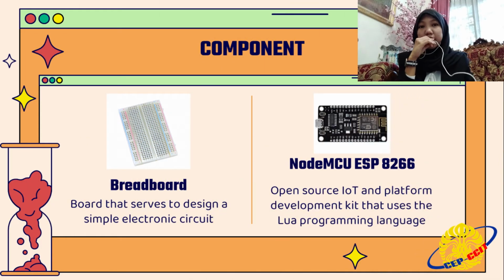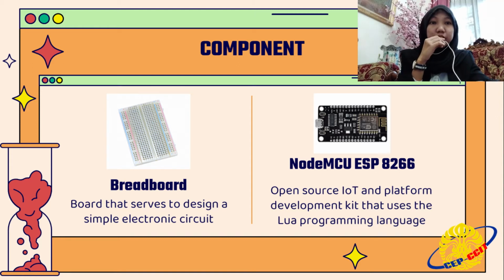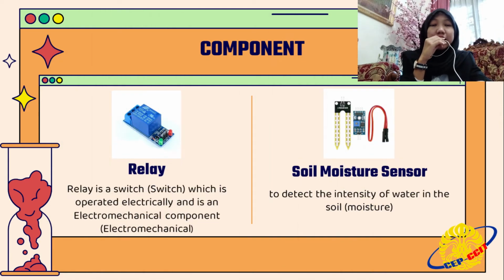Next is the components. One is the breadboard. A breadboard is a board that serves to design a simple electronic circuit. Two is the NodeMCU ESP8266, an open source IoT platform development kit that uses the Lua programming language. Three is the relay. A relay is a switch which is operated electrically and is an electromechanical component. And four is the soil moisture sensor, to detect the intensity of water in the soil.